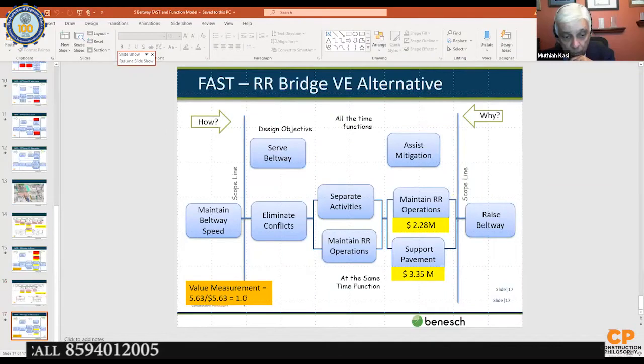Now the 5.63, I'm not spending any money on non-critical functions. So I'm raising the beltway to maintain railroad operation and support the pavement. And that's all I'm trying to do. And I'm assisting the mitigation of the water, and that's a slight amount of regrading that I did not show, and so forth. But here we took a value measurement of 2. 1 is the absolute minimum.